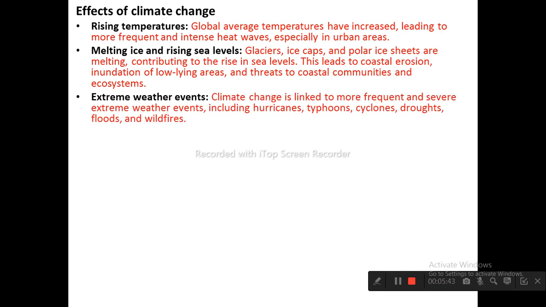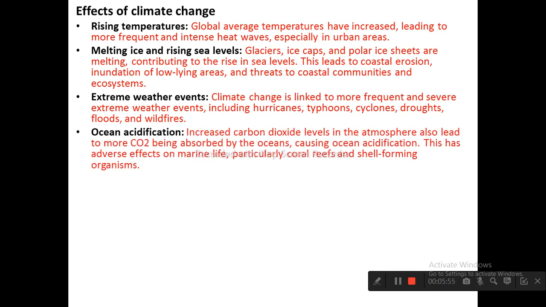Next one is extreme weather events. Climate change is linked to more frequent and severe extreme weather events, including hurricanes, typhoons, cyclones, drought, floods, and wildfires. Ocean acidification. Increased carbon dioxide level in the atmosphere also lead to the more carbon dioxide being absorbed by the oceans, causing ocean acidification. This has adverse effect on marine life, particularly coral reefs and shell-forming organisms.